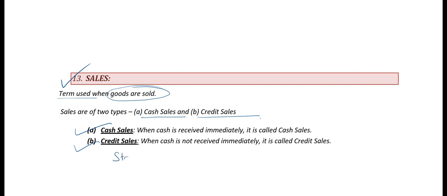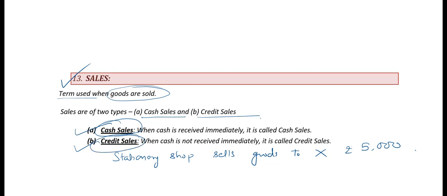Let's say the stationery shop sells goods to X for rupees 5,000. Now, if the stationery shop receives the rupees 5,000 from X immediately, then we refer to it as cash sales. However, if X does not pay the money immediately and promises to pay the stationery shop at a later date, then it is called credit sales. So, sales is the term used when goods are sold.